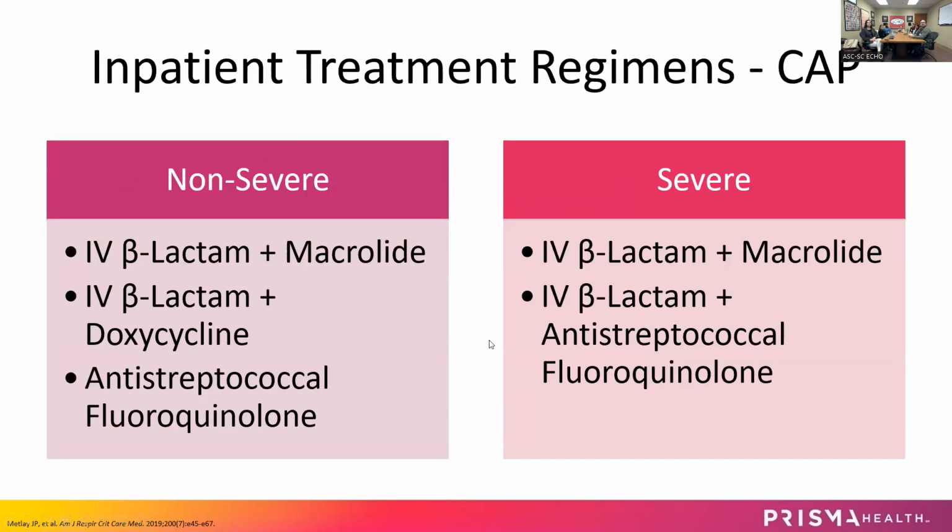Very briefly, you can break down your treatment in the inpatient setting based on those severity factors. So if you have a patient who does not meet any of those severity factors, but does require inpatient management for their community-acquired pneumonia, you essentially have 3 options. And I'll talk about the pros and cons of each of these on a coming slide. But you have your combination therapy with an IV beta-lactam, usually ceftriaxone or Unasyn, plus a macrolide for that atypical coverage, mostly in the form of azithromycin, although the guidelines do also mention clarithromycin as an option. Another option is IV beta-lactam plus doxycycline, also getting that atypical coverage. And then you can use an anti-streptococcal fluoroquinolone monotherapy in these non-severe patients.